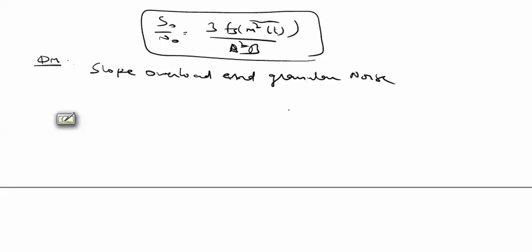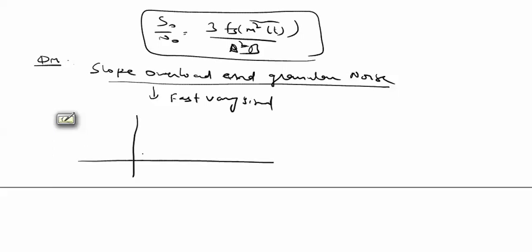Granular noise. Slope overload error occurs for a fast varying signal, and granular noise for a slow varying signal. How can we identify slope overload and granular noise? Slope overload is for a fast varying signal. Fast varying signal, what is this?